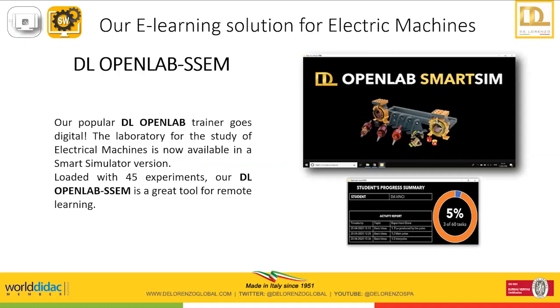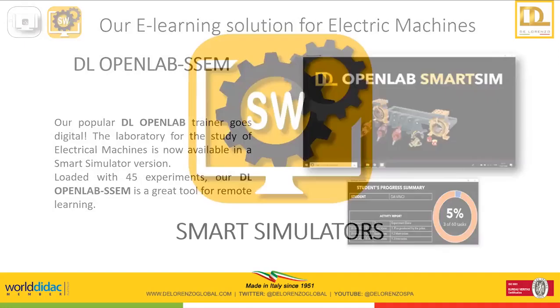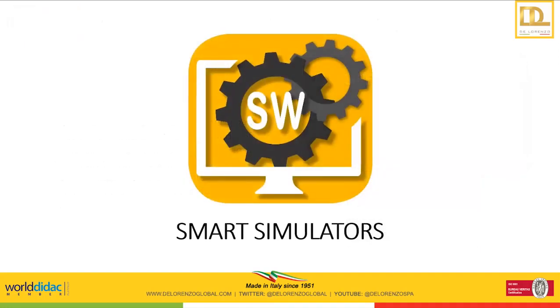And my colleague Dennis, in a few seconds, will start to explain this to you. The code of this system is DL Open Lab Smart Simulator Electric Machines. So this is a laboratory for the study of electrical machines in smart simulator version. You can do up to 45 experiments, and it is a great tool for remote learning. That was just what we talked about before. So I leave you now with my colleague Dennis with his presentation and also with a demonstration of the software.